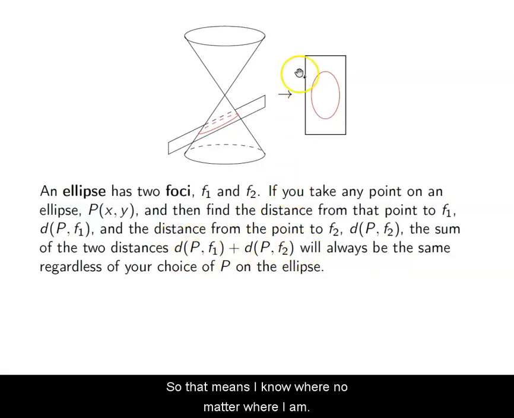Okay, so that means that no matter where I am along this ellipse, this outside of the ellipse, the distance from a focus to the point to the other focus is a constant value.